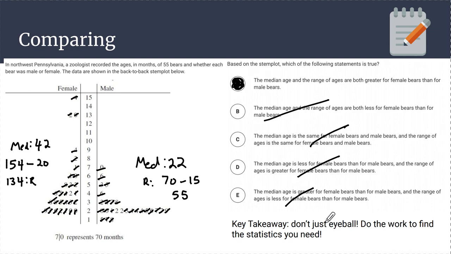The key takeaway here is don't just eyeball. In this situation, you might have been able to, but that is not going to be the case for all of them. Go ahead, do the work, find the statistic you need.